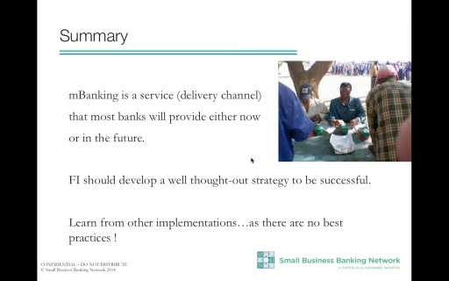As I said, strategy is important. And please learn from other implementations. Read and learn from other implementations before you go forward. As I say, there are no best practices in digital financial services.